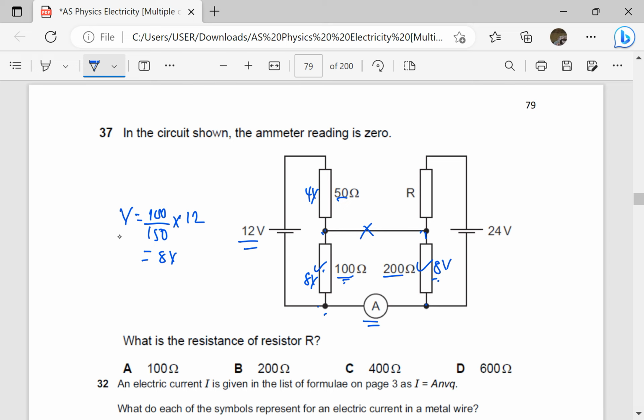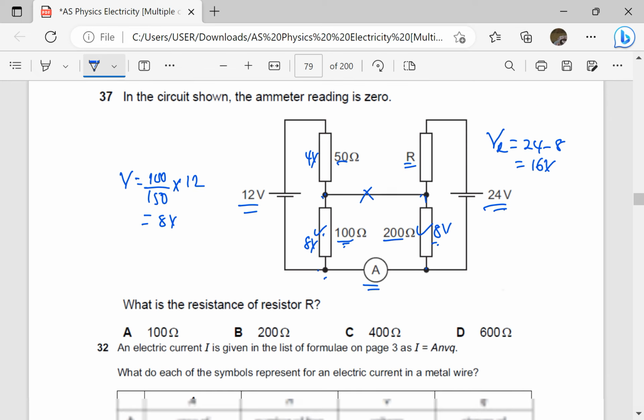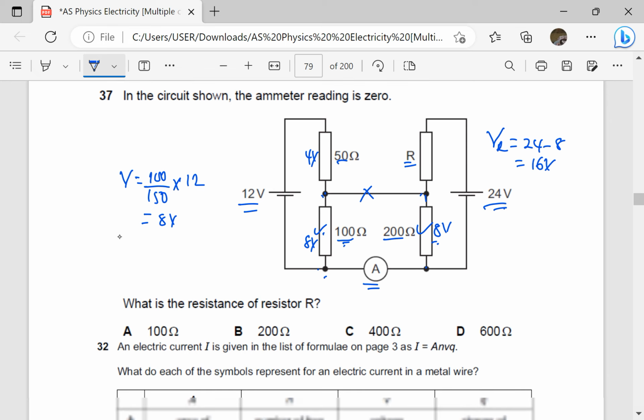And if this is 8 volts, remember the cell which is connected is of 24 volts. So I can find the PD across this one. So PD across capital R is going to be 24 minus 8, which is 16 volts. So the PD across that one is 16 volts. What is the resistance of resistor R?